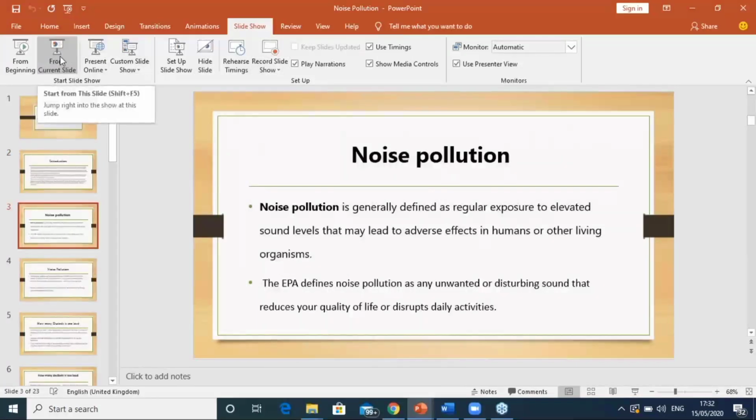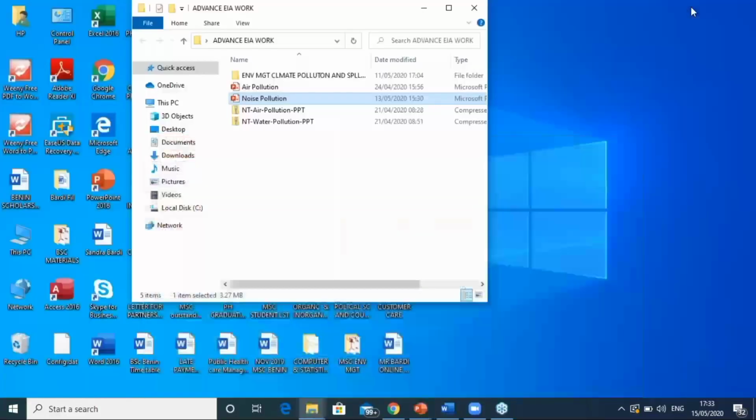So basically, like I've defined what noise is, any sound that is unpleasant, that is inconveniencing to the hearer, that is noise. But according to this definition, we could say that noise pollution is generally defined as irregular exposure to elevated sound level. When you are exposed to elevated sound level, that is noise.